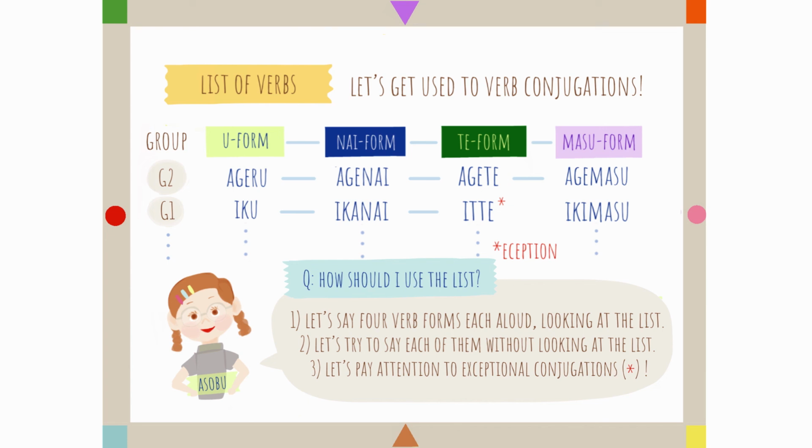First, let's say 4 verb forms each aloud, looking at the list. Second, let's try to say each of them without looking at the list. And third, let's pay attention to exceptional conjugations marked by red stars.